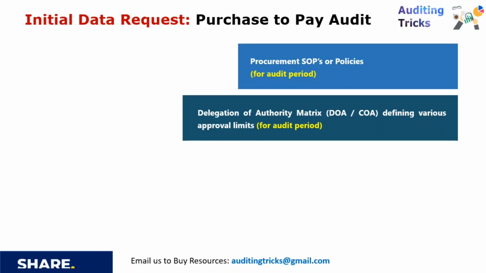You can ask for the delegation of authority matrix, which will define all the approval limits. It will include the purchase requisition approval matrix, the PO matrix, and the comparative statement matrix.